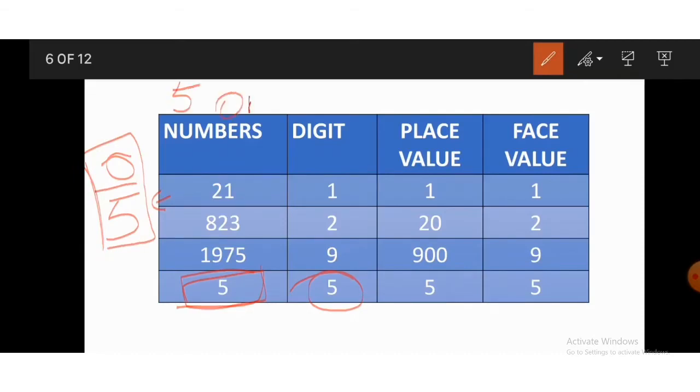Now what will the place value of 5 be? 5 ones. 5 ones is equal to how much, children? 5 into 1, which is equal to how much? 5, right? Exactly. So the place value of 5 will be 5. And coming to face value, what I said, just write the same digit for face value. Clear?